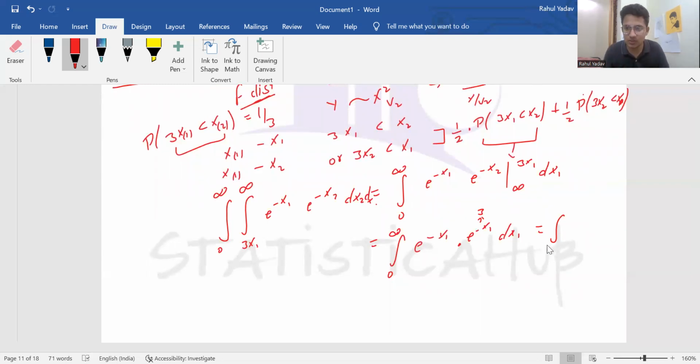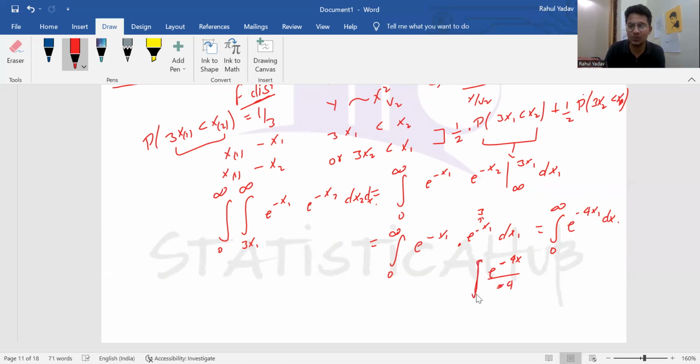Did I write something wrong? So that will be the integral from 0 to infinity of e raised to the power minus 4x1, dx. That is what I can see I'm getting. If I go on solving this, the integration is e raised to the power minus 4x divided by minus 4. Basically that is the integration.